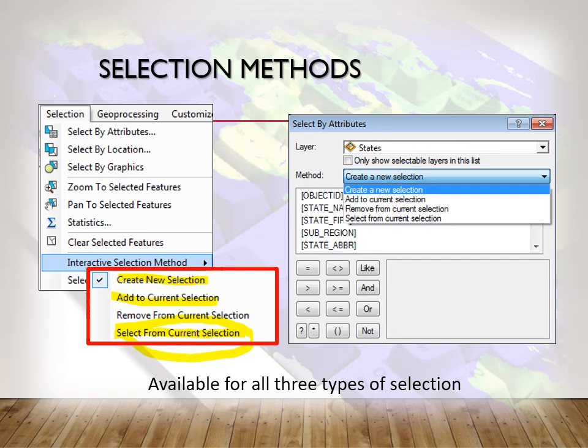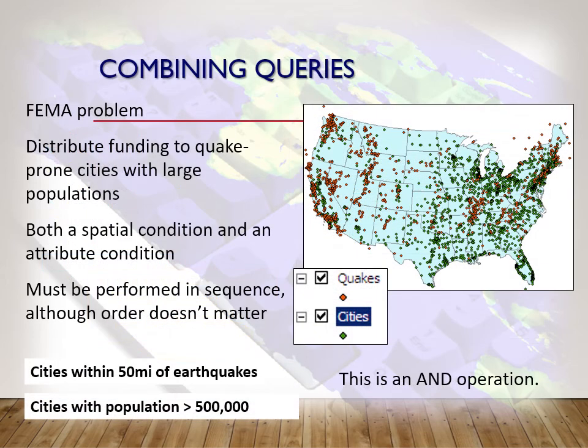And if I select the select from current selection, it will only select counties that have capitals with a population greater than 100,000. So as you noticed, there are lots of ways to combine these queries. Here's another example. Let's say we want cities that are within 50 miles of an earthquake, but are also greater than 500,000. What's the point of that? Well, these are large cities that are prone to earthquakes, so we might want to know where those are.